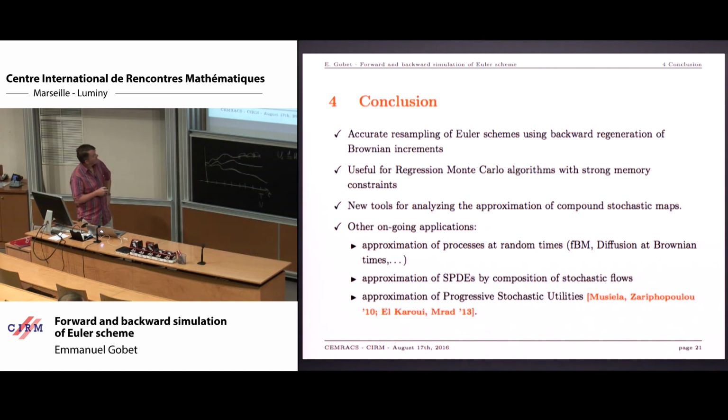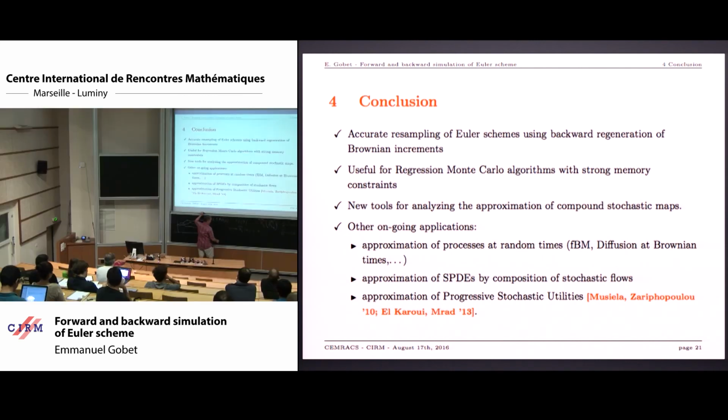By the way, on the way to prove that this scheme does not alter the accuracy of what we have simulated, we have developed some new approximation results related to composition of stochastic maps. So that is random maps composed with another random variable. What if we approximate both quantities by some schemes? There are many other applications of this result.